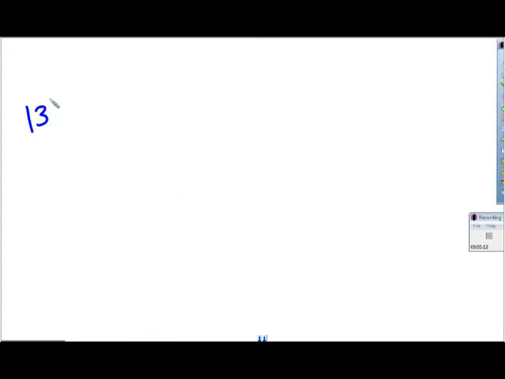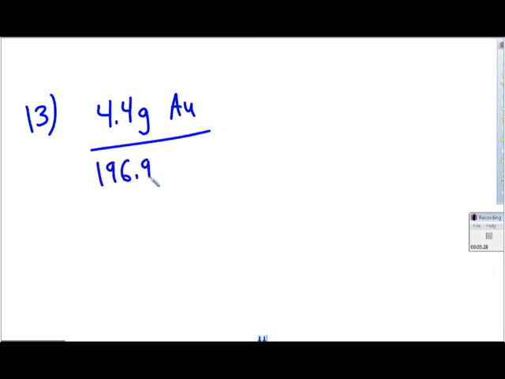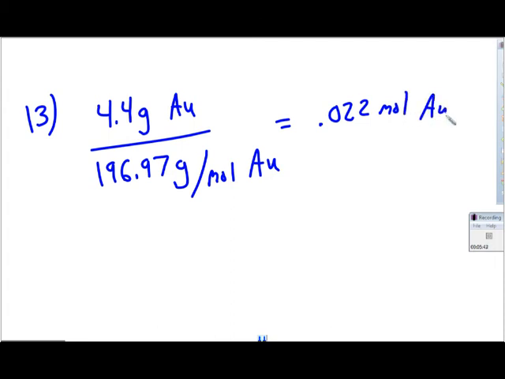Alright, number 13, last one here. Mr. Lehman has 4.4 grams of gold in his wedding ring. How many moles of gold metal are in his wedding ring? So once again, my mass, 4.4 grams of gold, divided by how much a mole weighs. Calculate this. We definitely have way less than a mole. We have 0.022 moles of gold in Mr. Lehman's ring. And that's a real calculation there. For extra credit, how much would that be worth? Did Mr. Lehman get ripped off?